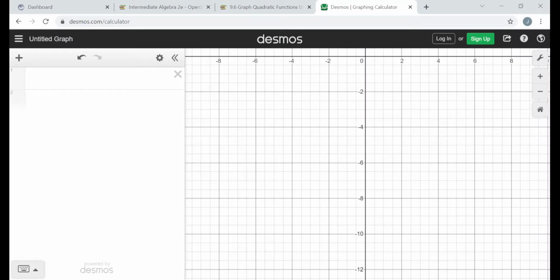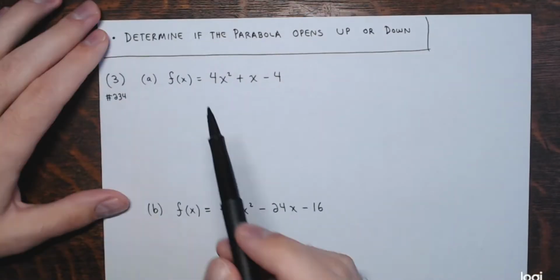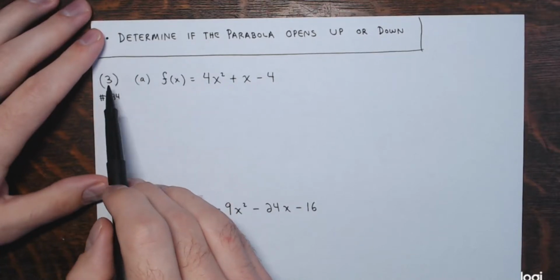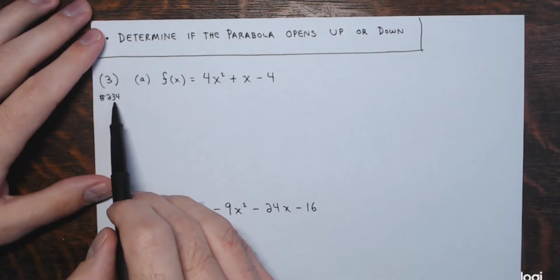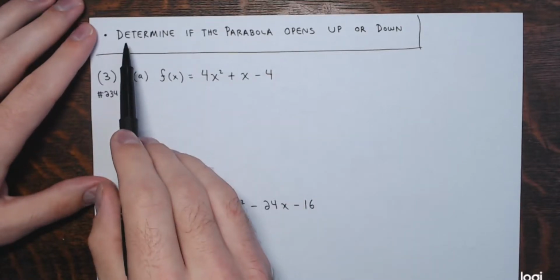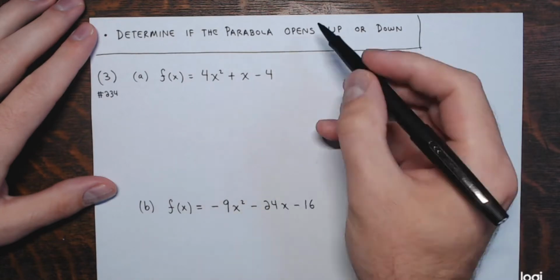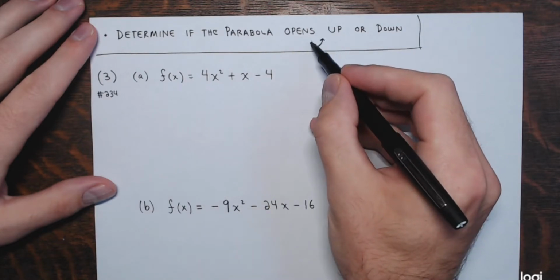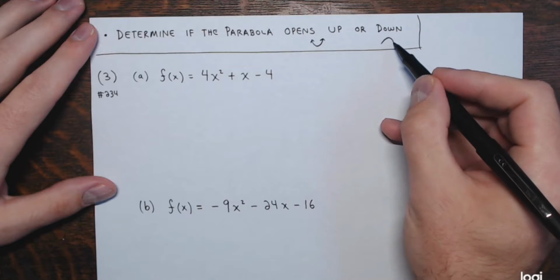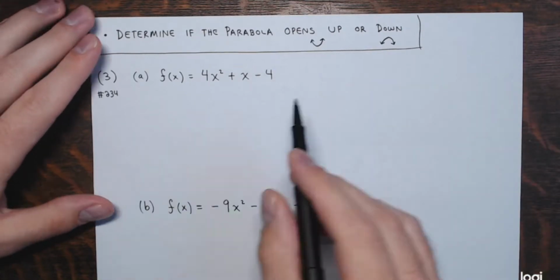Alright, so now next question. We're not asked to graph anymore. I'll still show you the graph on the Desmos site. But all we're asked to do in exercise 3, number 234 in the text and number 236, is simply determine if the parabola opens up, like a smiley face, or opens down like a frowny face. And it's very simple.